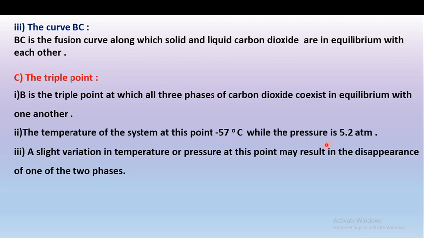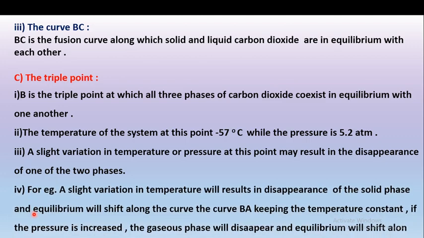In the phase diagram, we have already drawn this picture. That is the temperature by dotted line, minus 57 degrees Celsius, and pressure is 5.2 atmosphere. A slight variation in temperature or pressure at this point may result in the disappearance of one of the two phases. So if there is a slight variation in this pressure 5.2 atmosphere or minus 57 degrees Celsius, it may result in disappearance of one of the two phases, if we consider solid or liquid phase.